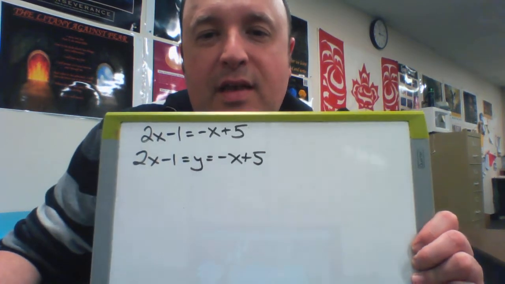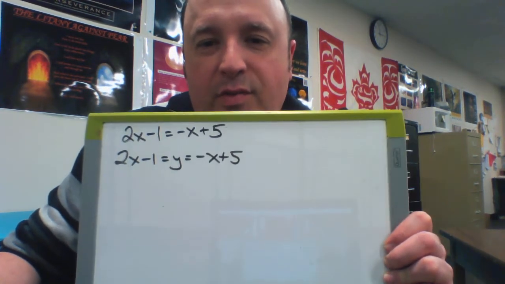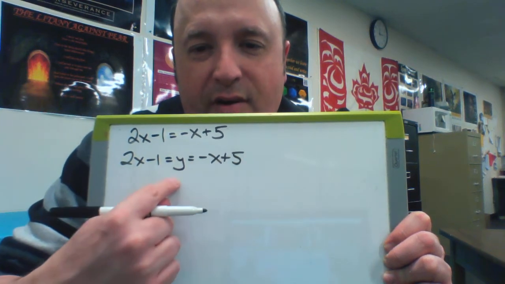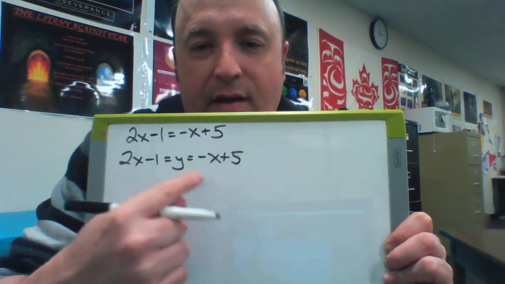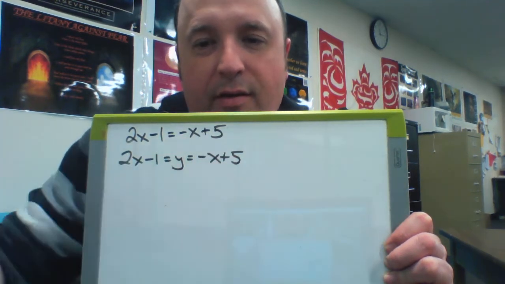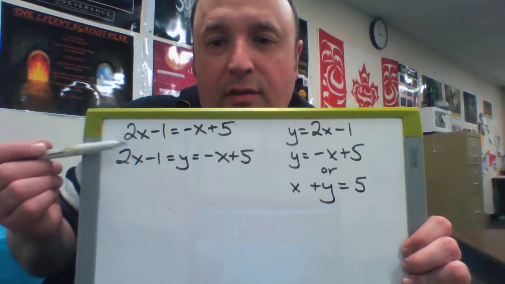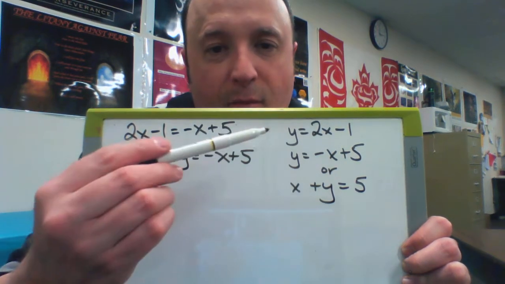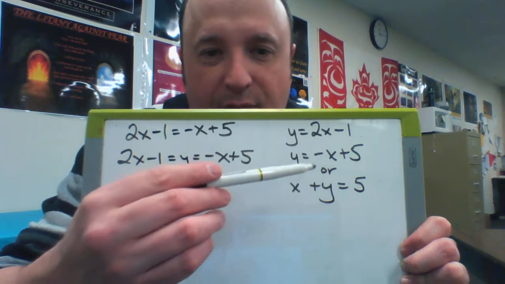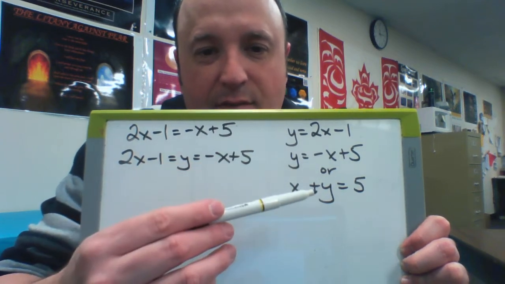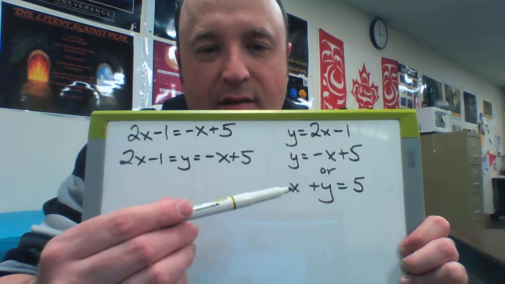They're both equal to the same thing. That's what the equal sign means. So I'm introducing a second variable. I'm going to take this equation and write it out, and I'm going to take that equation and write it out. Look familiar? y is equal to 2x minus 1, and y is equal to negative x plus 5. If I move the x around, that's x plus y equals 5. That was just like our last two questions.